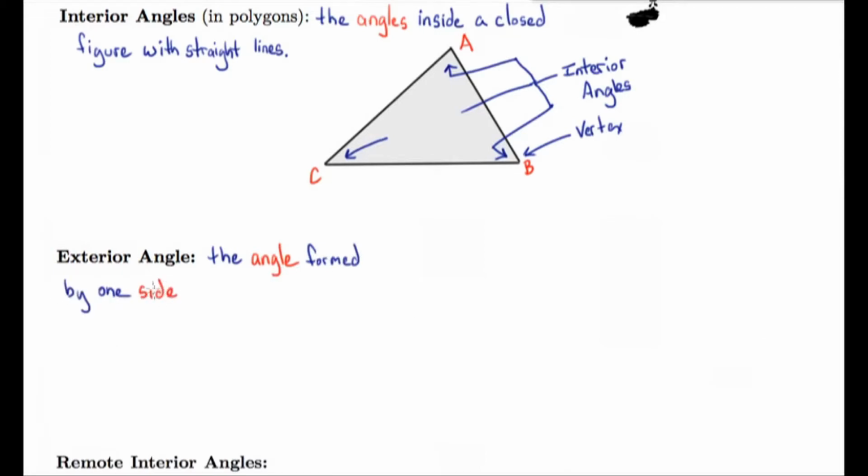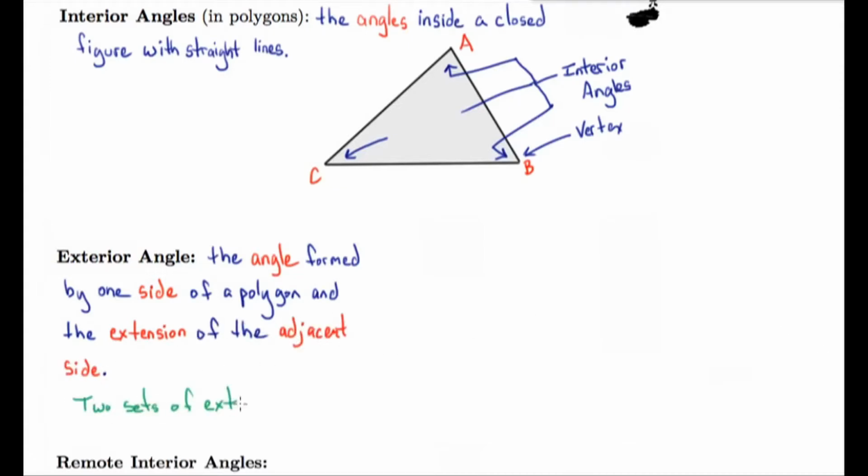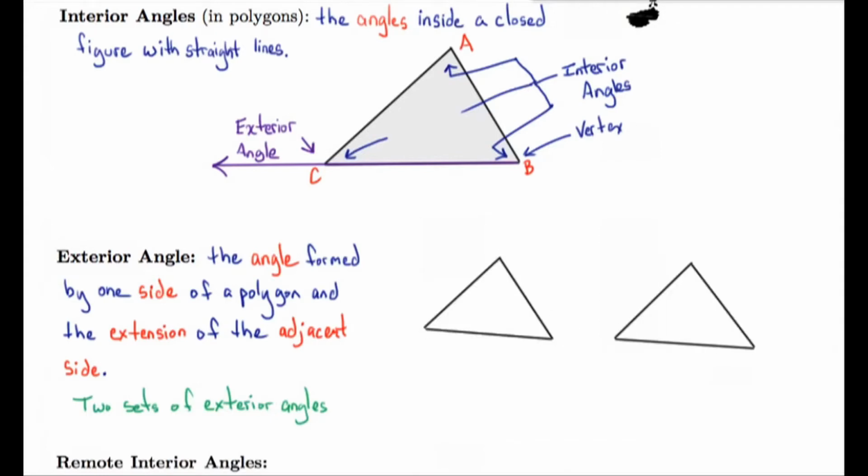Exterior angle: the angle formed by one side of a polygon and the extension of the adjacent side. So there are 2 sets of exterior angles for each triangle. I'm going to show one exterior angle here on triangle ABC. It's the extension of a side and the adjacent side.